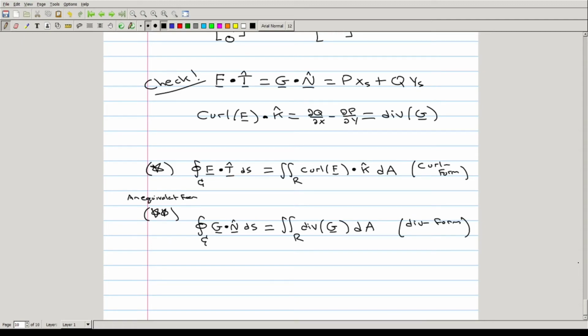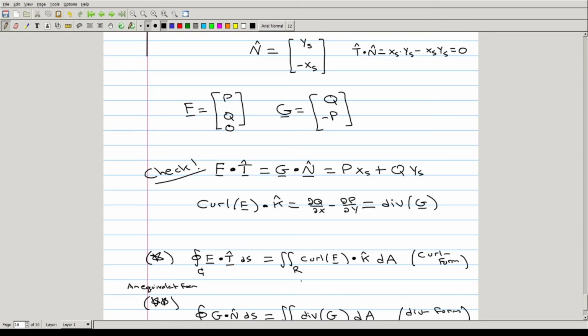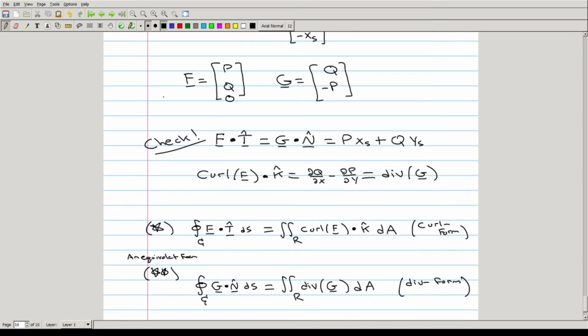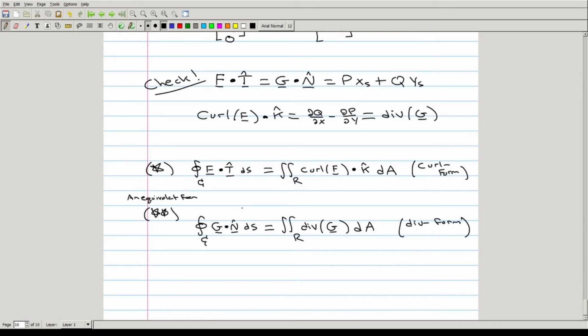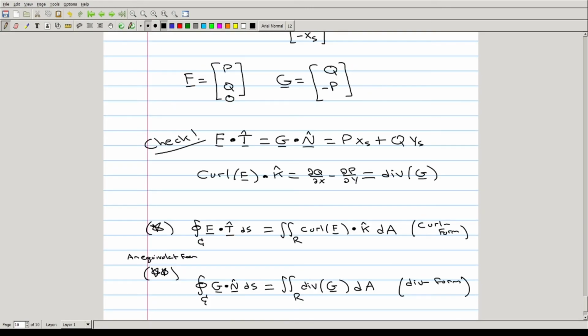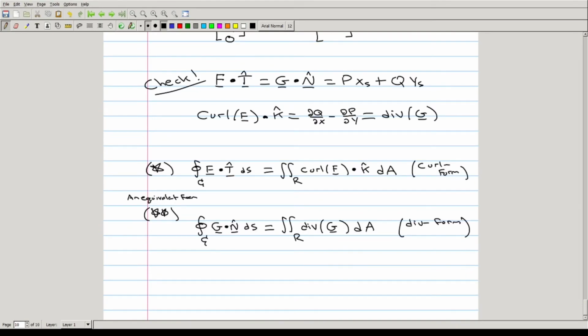And this is special because the idea here is that this divergence form of Green's theorem is actually giving us something very nice. Because remember, P and Q are completely arbitrary functions. So the idea is that if this is true for Q and P, which are arbitrary functions, this can be true for any vector field G.